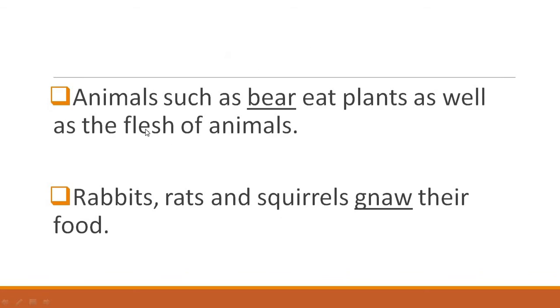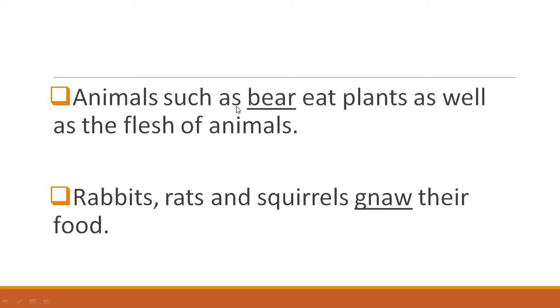The first blank is: animals such as dash eat plants as well as the flesh of animals. The answer is bear. This is one example; many such animals are there. You are asked to name one animal which eats the plants as well as the flesh of animals. Flesh of animals means the dead animals. They eat the dead animals as well along with the plants. So the example is bear. Now repeat after me, my dear students.